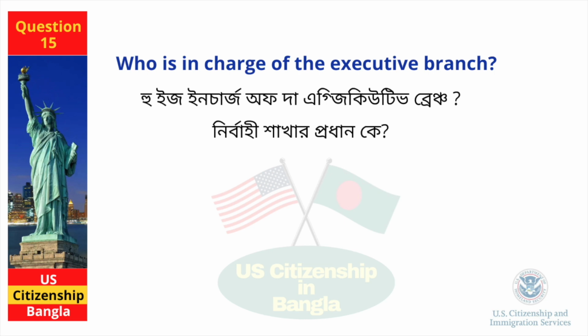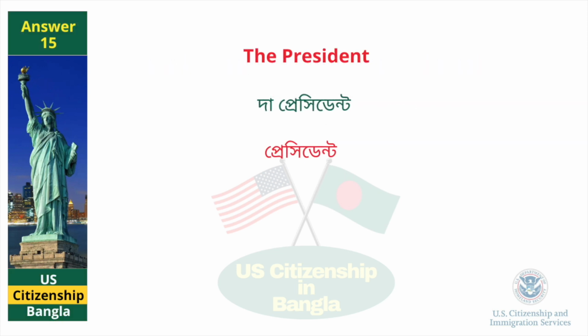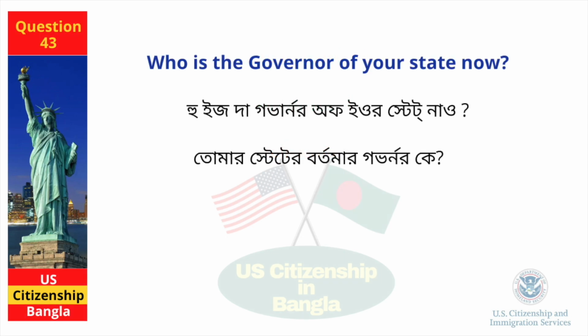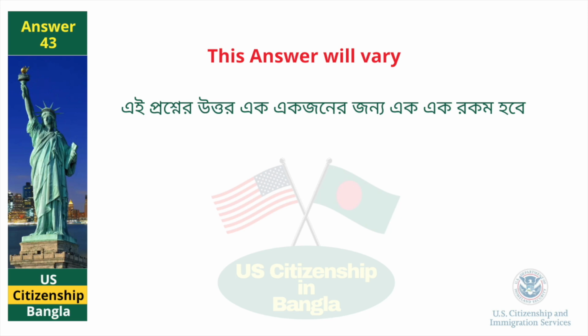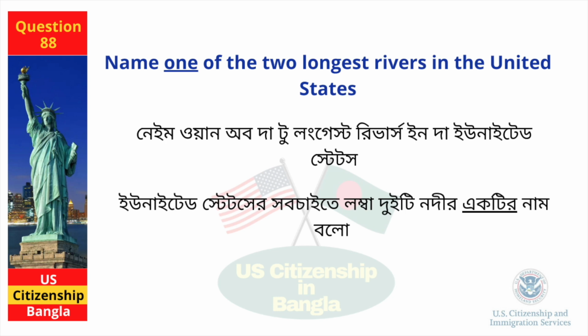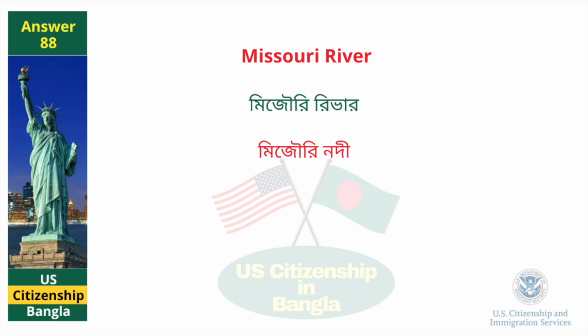Who is in charge of the executive branch? The president. Who is the governor of your state now? This answer will vary. Name one of the two longest rivers in the United States. Missouri River.